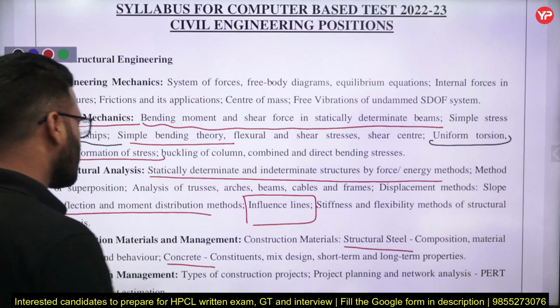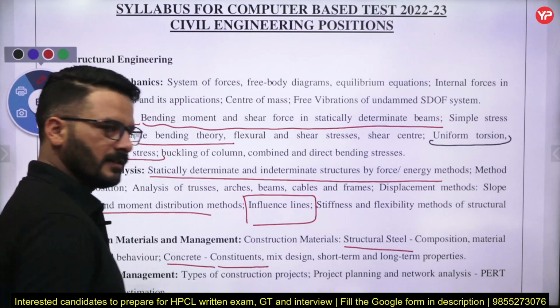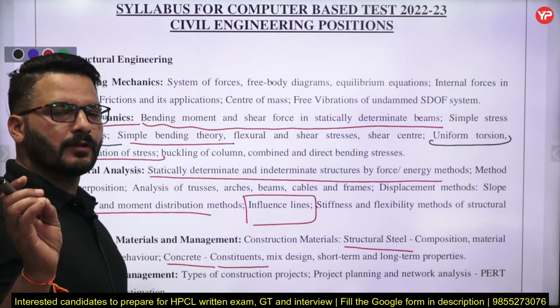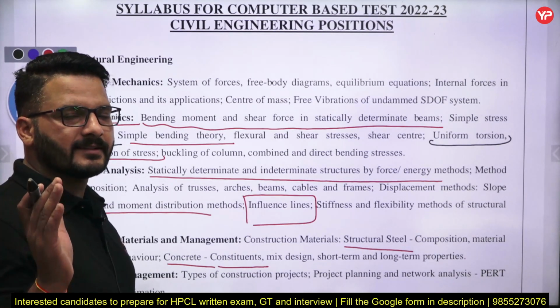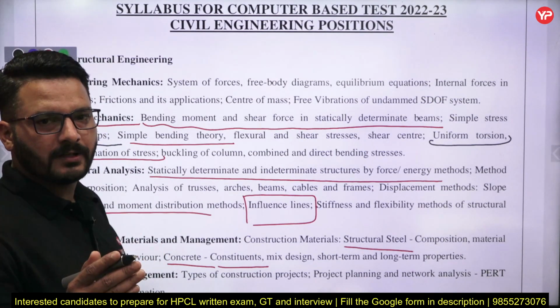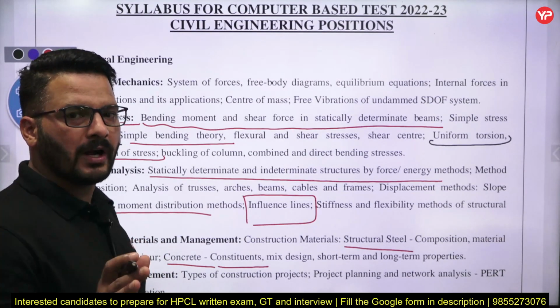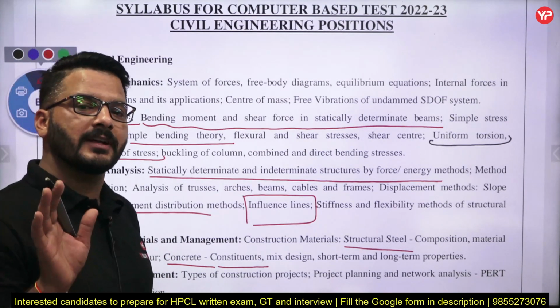But it is clearly mentioned, concrete constituents. So what is the meaning of concrete? A mixture of cement, fine aggregate, that is sand, coarse aggregate, that is crushed stone, water, and admixture if required, in a definite proportion. Don't forget the words definite proportion, right?